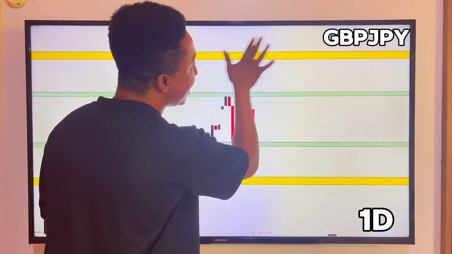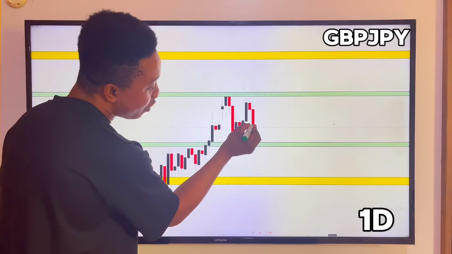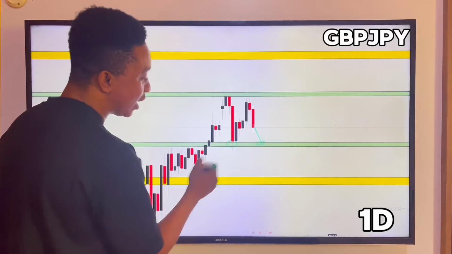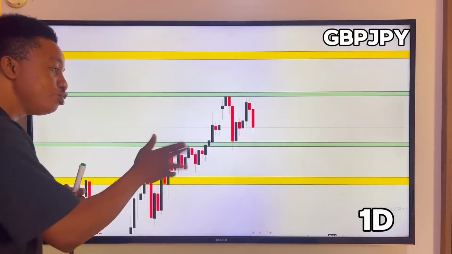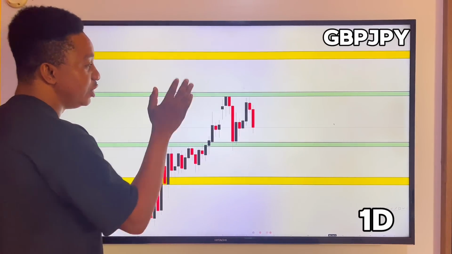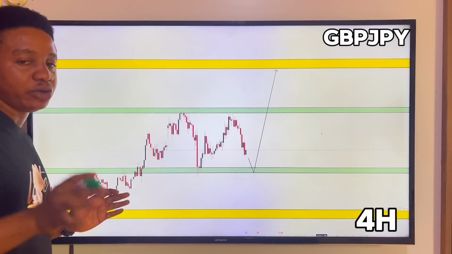Now let's take it further to the 4-hour time frame and then get to understand how we will pick the entry when price manages to drop back to this support level. All right. So GBP/JPY, let's take it all the way to the 4-hour time frame and look for entry to the upside. Alright, so this is GBP/JPY on the 4-hour time frame.